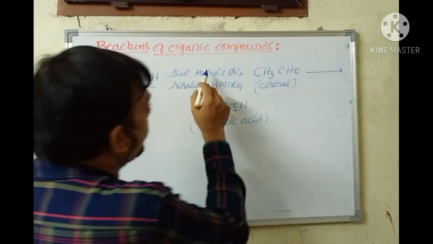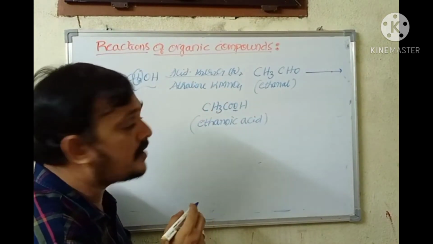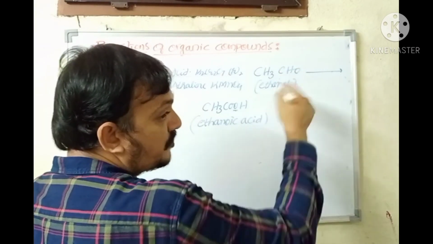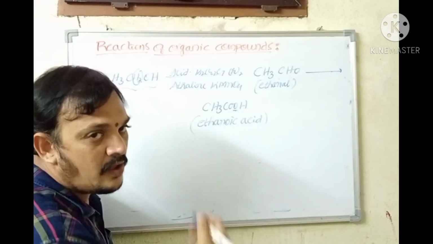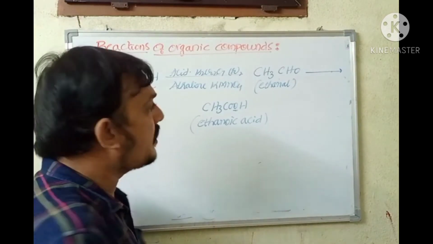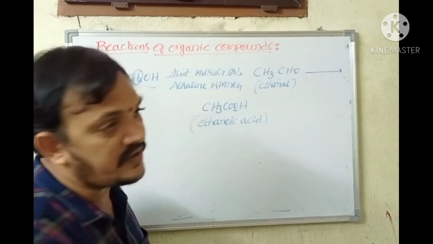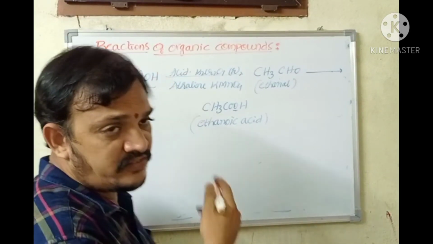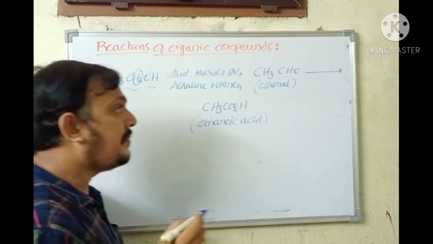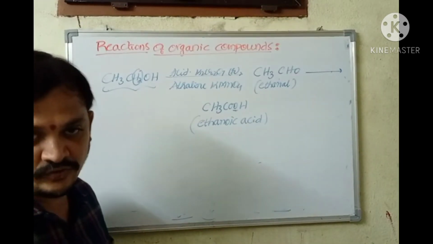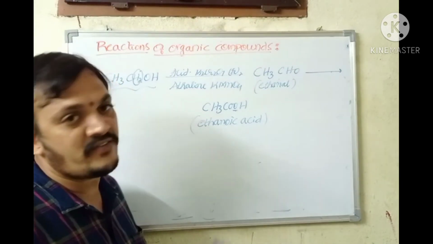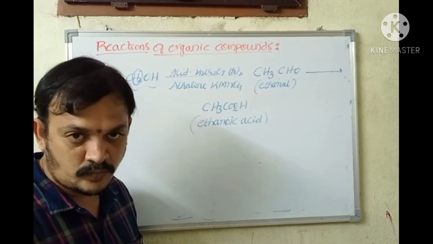Ethyl alcohol on treating with acidified potassium dichromate or alkaline potassium permanganate produces substance X, which on further oxidation produces Y. What are these X and Y? X is ethanal and Y is ethanoic acid. As a matter of fact, this reaction is the base for alcohol detectors used to detect a person who is driving after drinking.